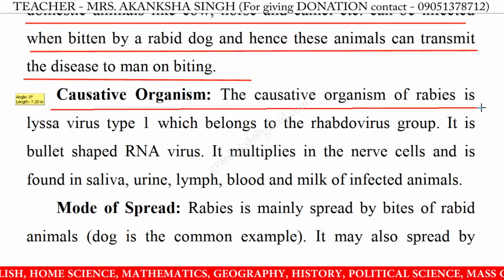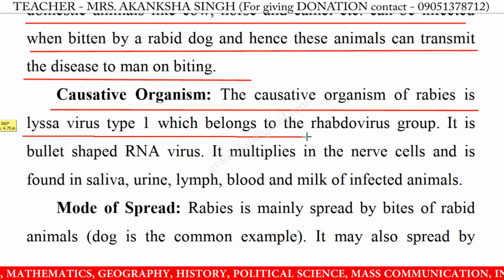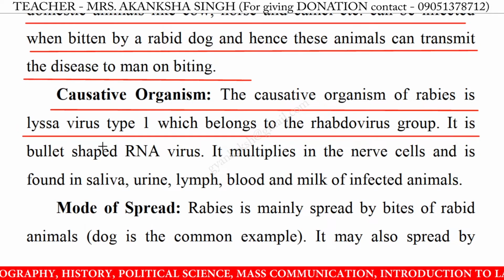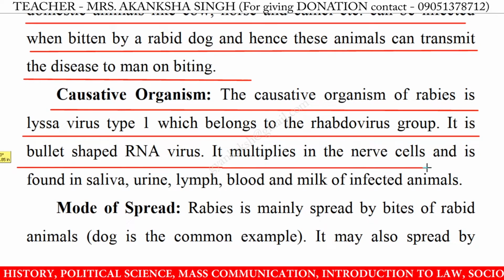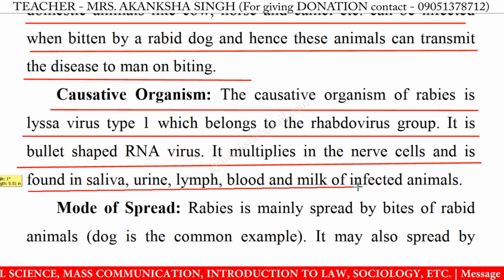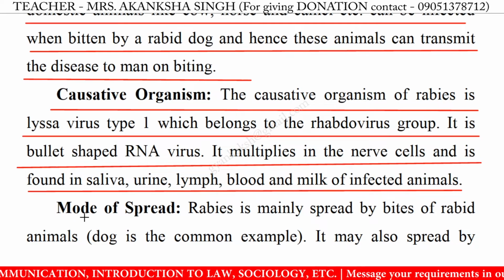Causative organism. The causative organism of rabies is Lyssa virus type 1, which belongs to the Rhabdovirus group. It is a bullet-shaped RNA virus. It multiplies in the nerve cells and is found in saliva, urine, lymph, blood, and milk of infected animals.